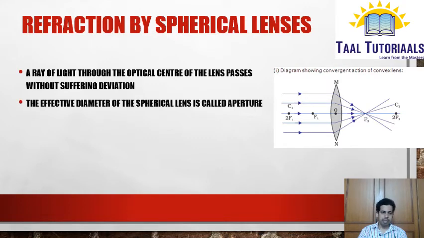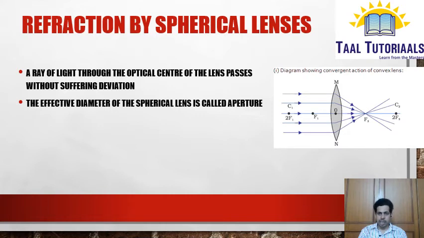The effective diameter of the spherical lens is called the aperture. The distance between M and N is the effective diameter here. You can observe in the diagram that the distance M to N is a straight line distance, not the curved distance.